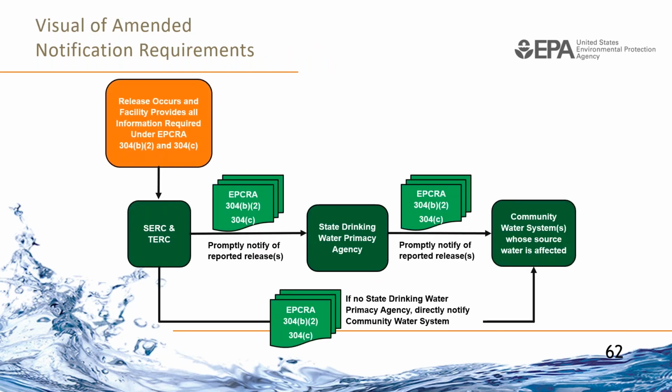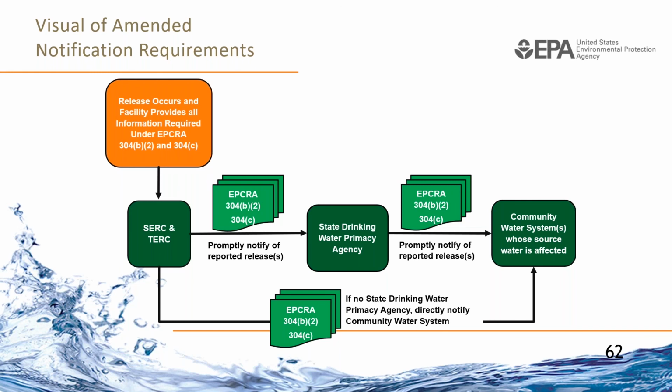Okay, I know that that was a lot of content, and I'm hoping that this visual puts it all together for you. So here's a visual of the requirements of the amendments to EPCRA Section 304, all in one place, starting with this orange bucket with the arrow to the first green bucket. That is the original Section 304 requirement. An initial notification and a written follow-up notification need to go from the facility to the CERC or the TERC. Now on to the amendments, which are represented by the rest of these green boxes.